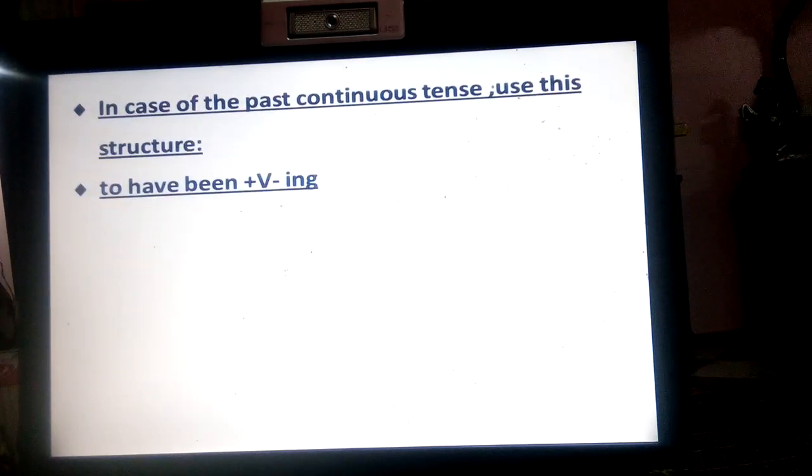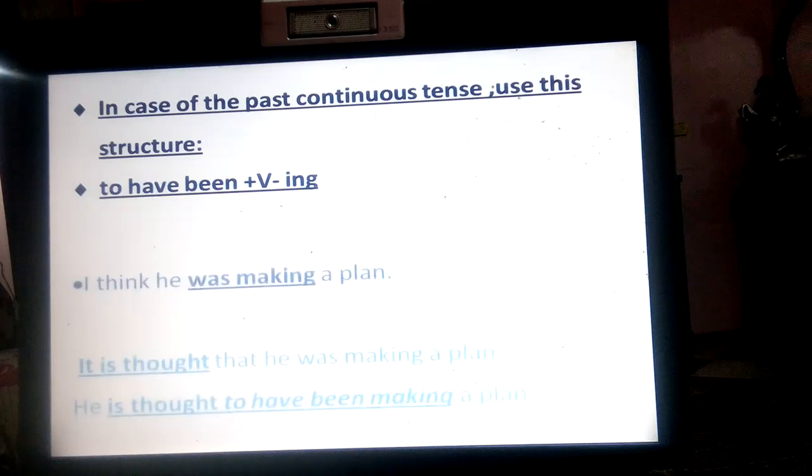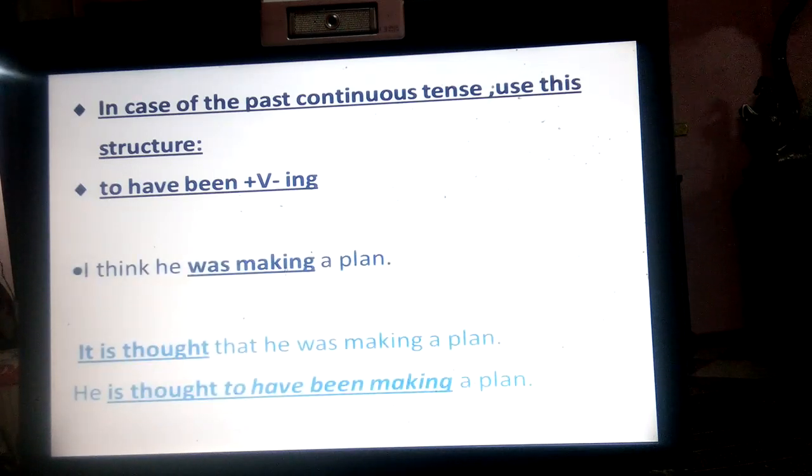In case of the past continuous tense, was or were plus verb plus ing, use this structure: to have been plus gerund, verb plus ing. I think he was making a plan. It is thought that he was making a plan, or he is thought to have been making a plan.